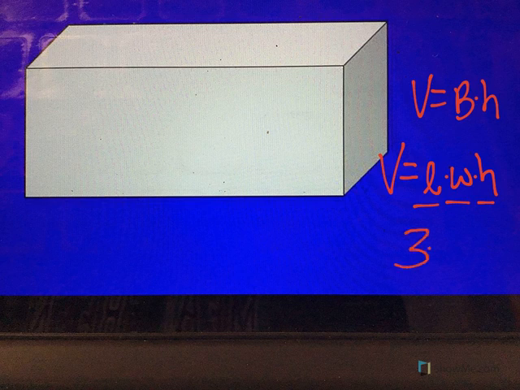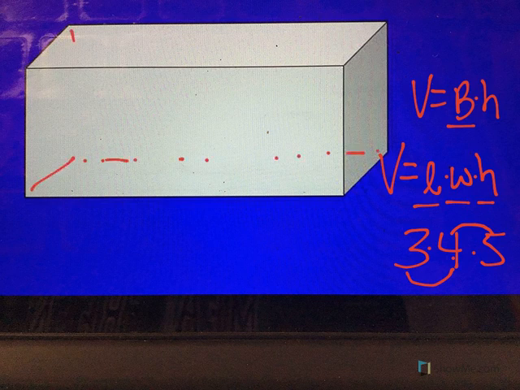If I put 3, 4, and 5, in this order, 3 times 4 is 12, 12 times 5 is 60. If I did it in the other order, if I said this was my bottom, 5 times 4 is 20, 20 times 3 is 60 units cubed. It wouldn't matter what order I multiplied them. That's called the commutative property of multiplication. Again, capital B, area of the bottom shape. On this one, it did not matter what my bottom shape was because they're all rectangles.